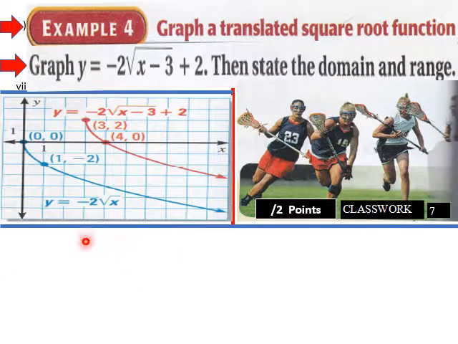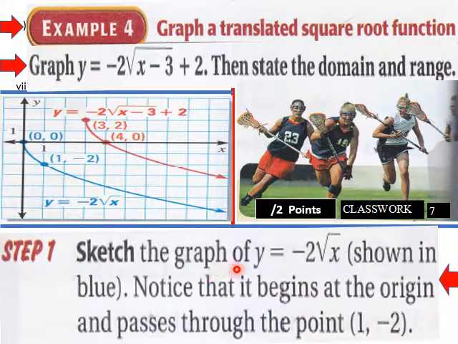So, graphing a translated square root function. Here is the graph of y equals -2 times radical x minus 3 plus 2. Here is the graph of y equals -2 radical x, shown in blue. Notice that it begins at the origin and passes through the point 1, -2. So it begins here at 0, 0, and then when x equals 1, y equals negative 2. That's an important point there.